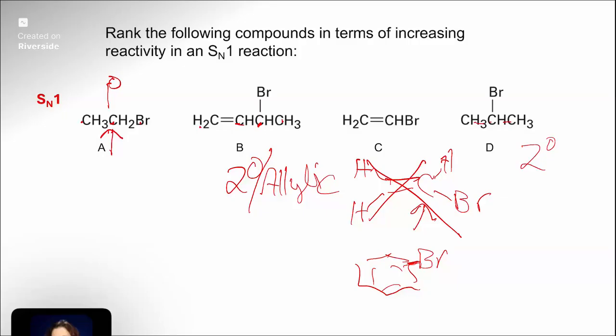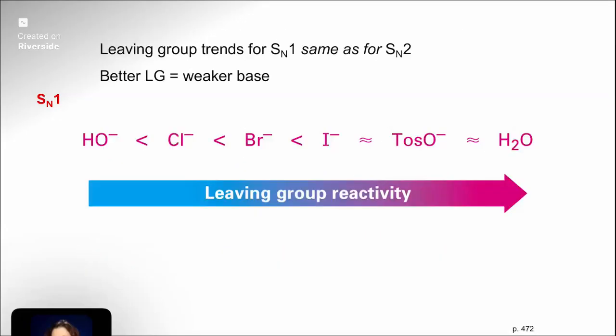So in terms of rates, C will never react. It's so slow. A is primary. It probably won't react because something else will happen faster. D is an ordinary secondary. It will react a little bit more quickly. And B is a secondary allylic. It will react fastest of all. So that's fastest to slowest. Because a leaving group leaves during the rate determining step for SN1, the effects on rates are the same for SN1 as they are for SN2.